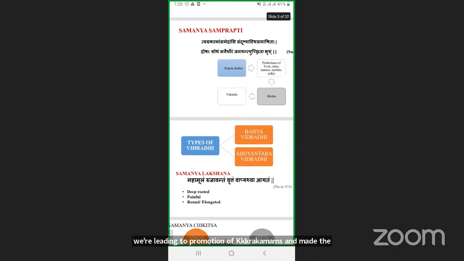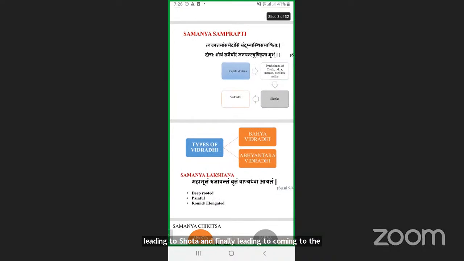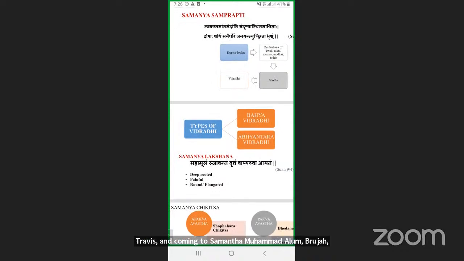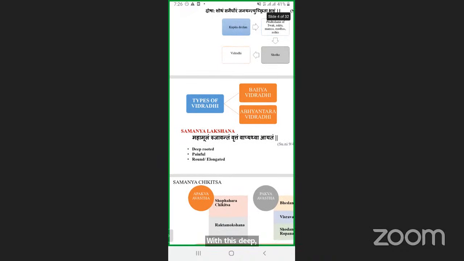Coming to the types of Vidradi, we have two types, Bahya Vidradi and Abhyantara Vidradi. And coming to Samanya Lakshana, Mahamulam, Rujavantam, Vrutam, Vapyatva, Ayataha, which is deep-rooted, painful, and round or elongated. These are the Samanya Lakshanas of Vidradi.